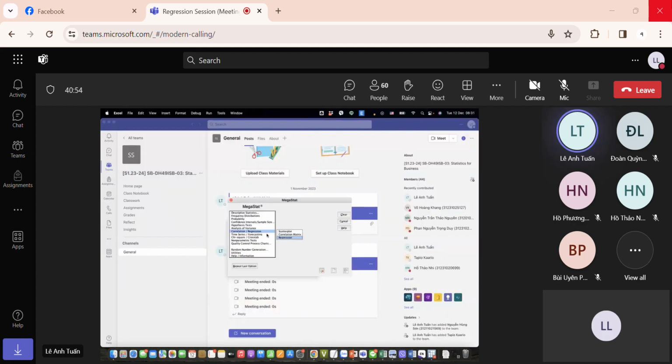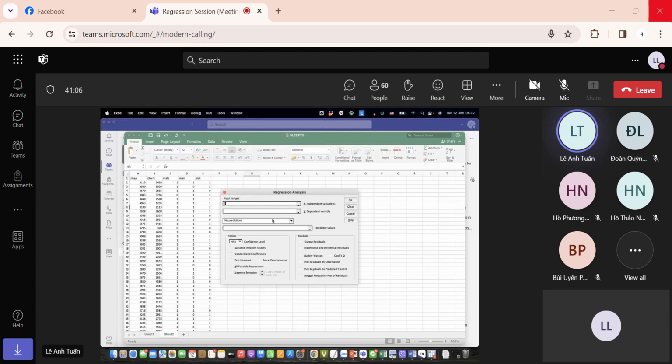Yeah, in MegaStat here, we have the scatter plot we already know from session 2. Correction, session 3. And we have regression. In the regression, we need to locate the independent variables and dependent variables, right? Independent variable and dependent variable.